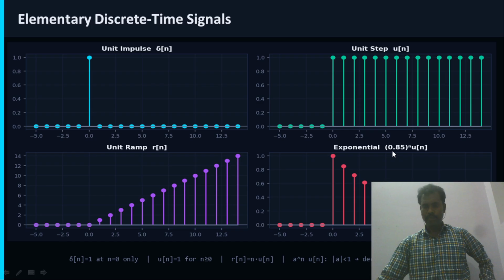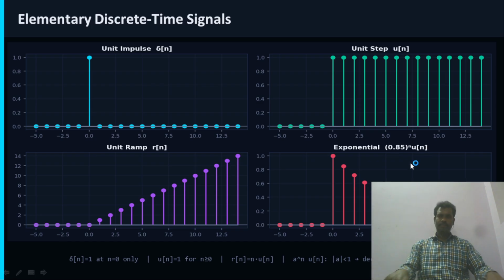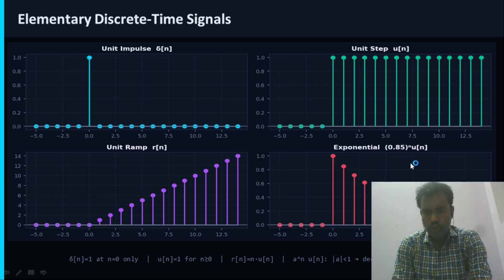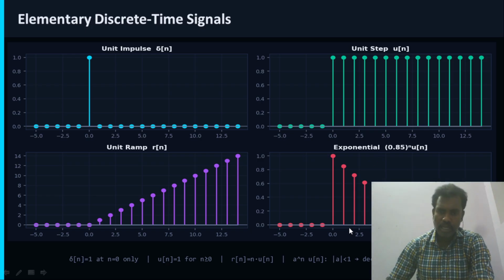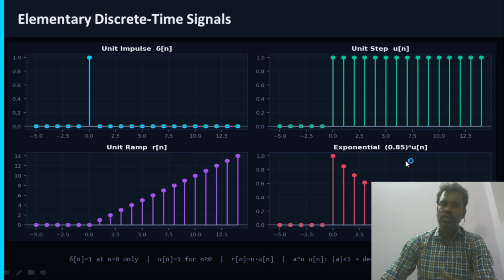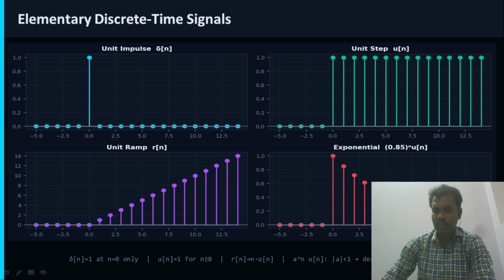So a power n into u of n. Suppose a is equal to 2, so 2 power n into u of n. That means at n is equal to 0, 2 power 0 is 1. At n is equal to 1, the value is 2. At n is equal to 2, the value is 4. So 1, 2, 4, 8 in powers of 2. The values are increasing. It is exponentially increasing with respect to time. So mod a less than 1 means it decays. Mod a greater than 1 means it grows.